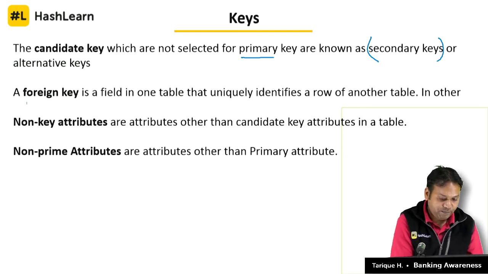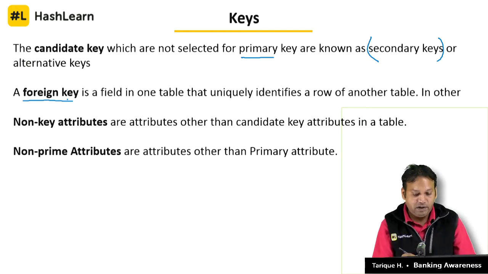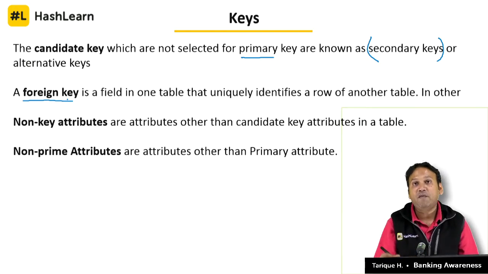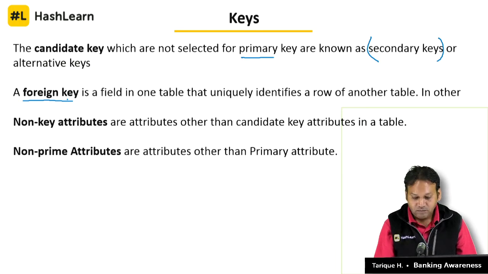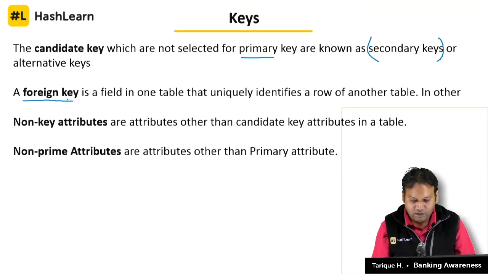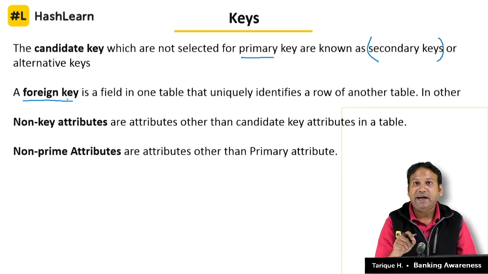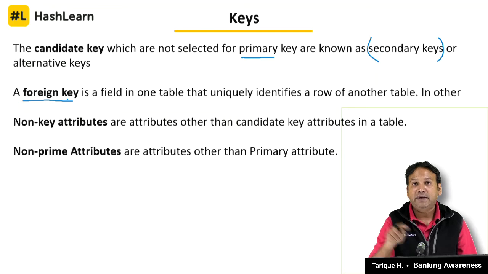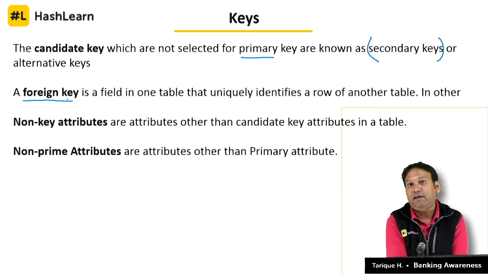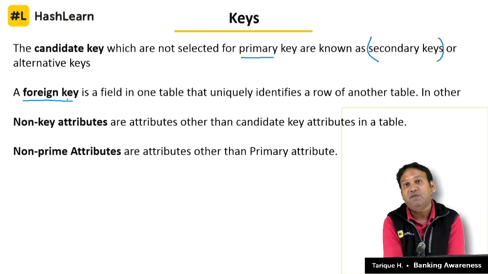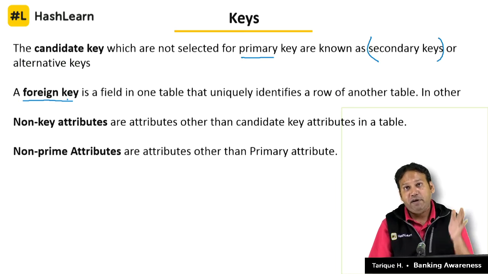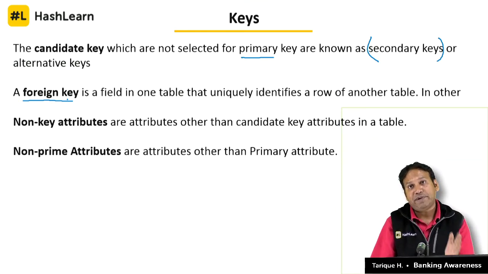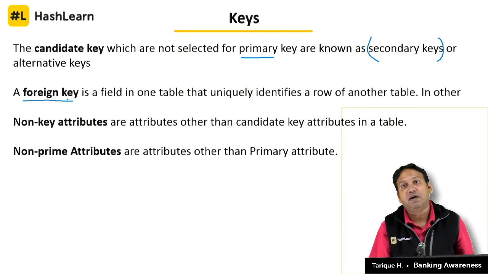What is a foreign key? A foreign key is a field in one table that uniquely identifies a row of another table. Clear? That is the concept of a foreign key. For example, customer ID can go to the next table in which the purchase is there, and it can act as a primary key there. So a foreign key is an attribute in one table which works as a primary key of another table. You understand? An attribute of one table which works as a primary key of another table is called a foreign key.